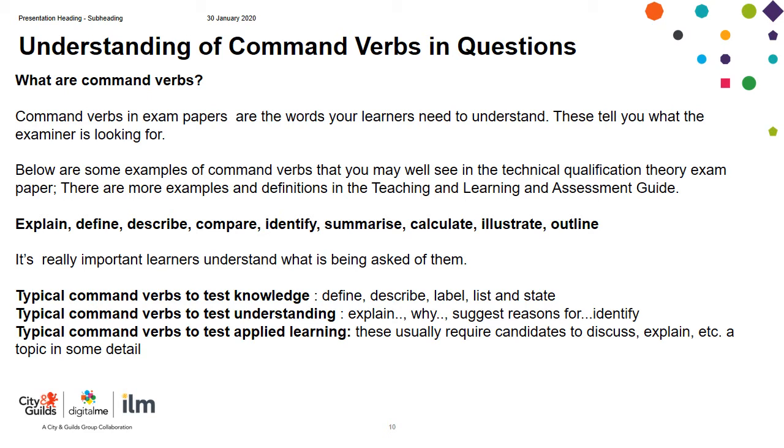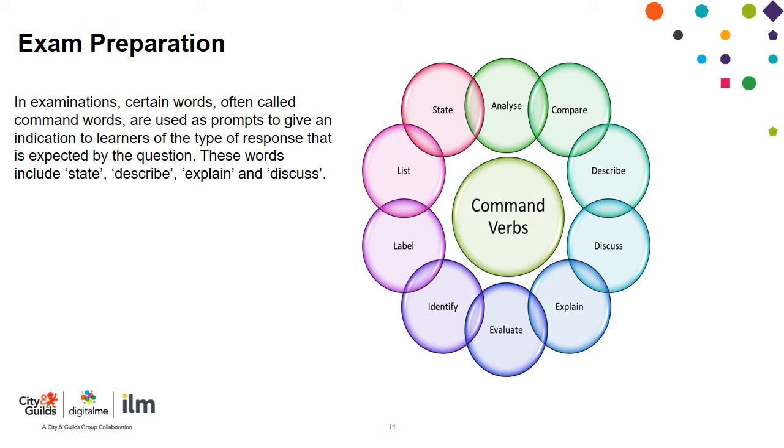So typical command verbs used to test knowledge tend to be define, describe, label, list and state. Whereas typical command verbs used to test understanding tend to ask for explanations. In other words, explain why, suggest reasons for, or identify. Whereas typical command verbs used to test the applied learning usually require candidates to discuss or explain a topic in some detail. So on this slide there's an infographic that you can use to get your learners used to the different command verbs and the types of answers typically required. These can be used as prompts, and that gives an indication to learners of the type of response that is expected by the question.